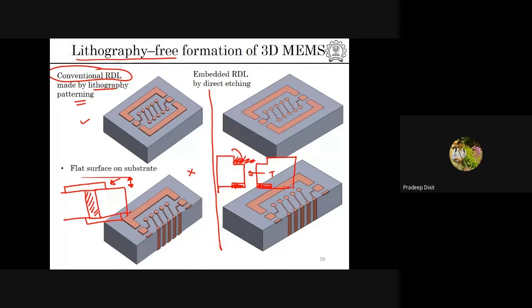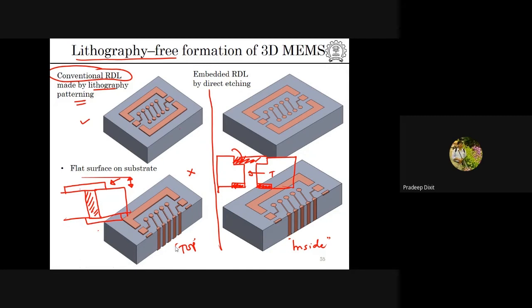In this side, both front and back side are on the top of the substrate. But in this picture here, both RDLs are etched inside the substrate. So the word inside is critical here, inside the substrate. Here it is on top of the substrate, right? I will come back a little later to what the advantages are.